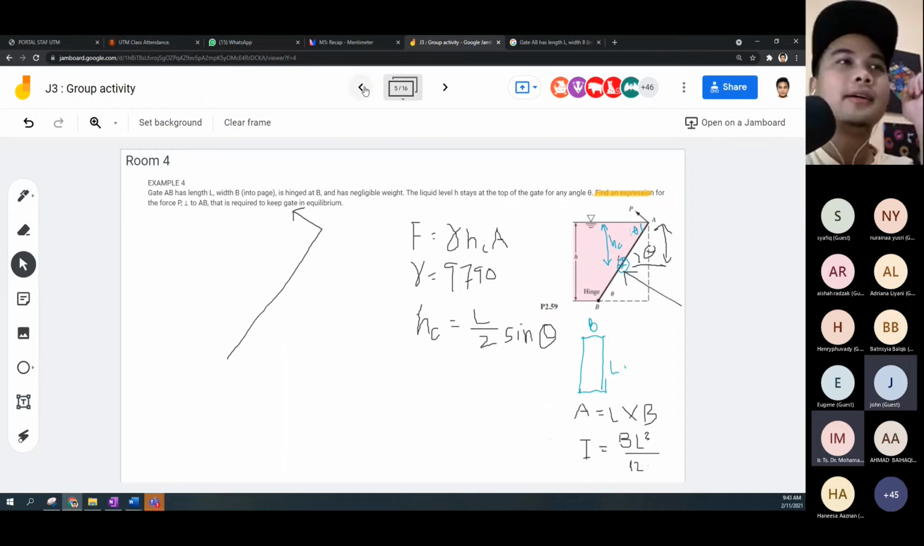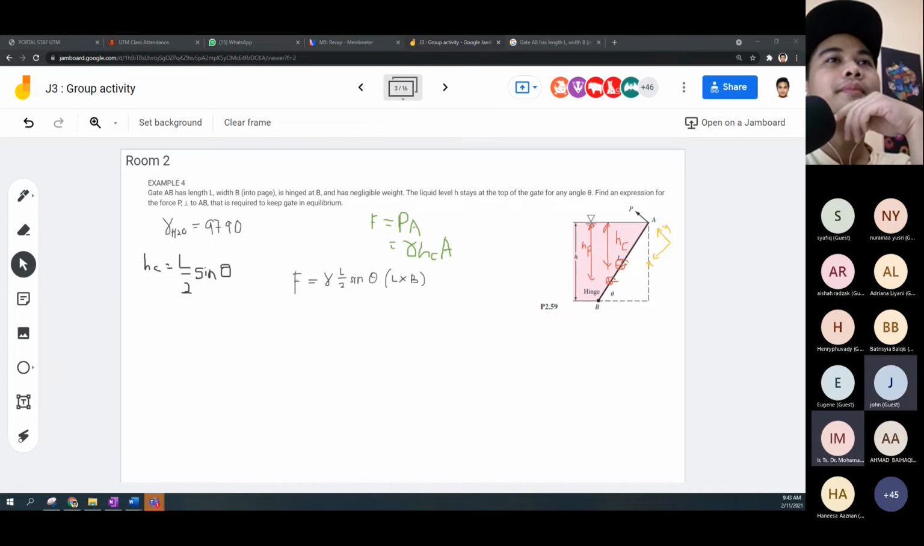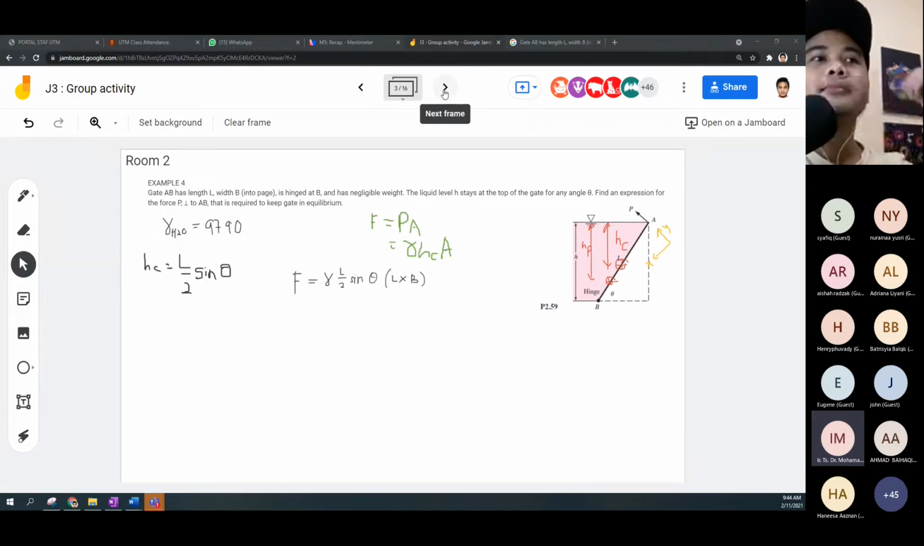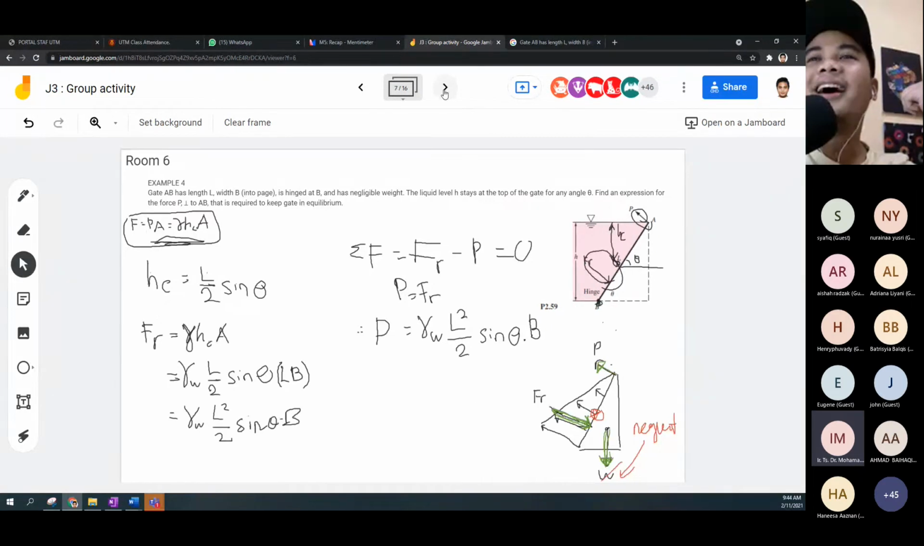Okay, any volunteer would like to explain the answer? Any volunteer? Okay, Shafiq, please unmute. Shafiq from group what? From room number 6. But there is something to correct a bit on the H. Please, Syafiq.